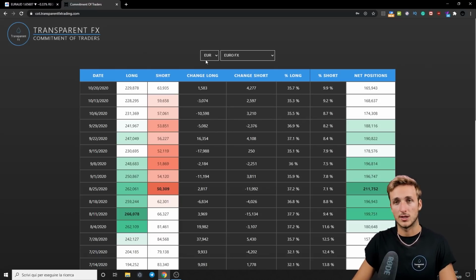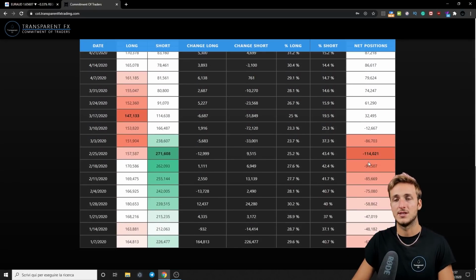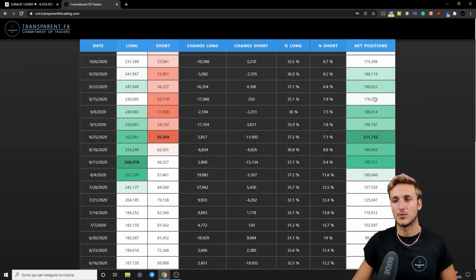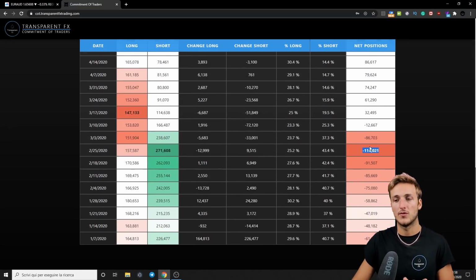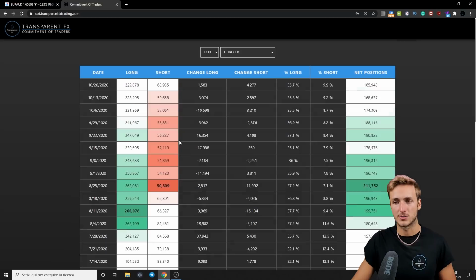Now, what we can see if we look at the Euro is that in the long term, we have seen a massive increase of the net positions. In fact, we went from having minus 114K net positions, so way more shorts than longs, all the way up to having a massive amount of net positions, 165K. So definitely a complete shift from having more shorts than longs with 271K shorts and 157K longs to a situation where currently we have the completely opposite, 229K longs and only 63K shorts. So Euro is quite strong, so definitely the move to the upside is possible.